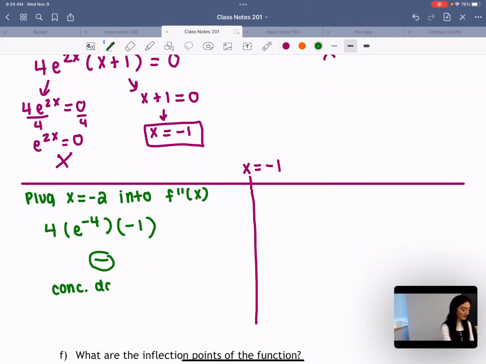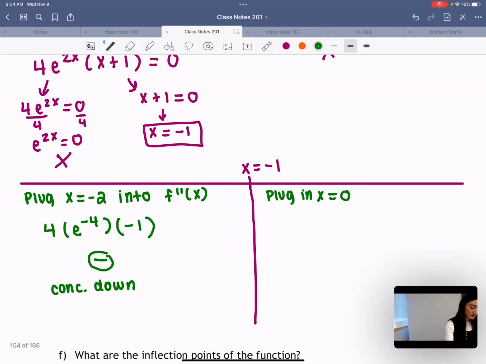Good, concave down where we're negative, right? All right. What's a good number to plug in that's greater than -1? Yeah, let's plug in x equals 0. So that would be 4 times e to the 0 times 0 plus 1, which is 1. Is this going to be a positive or negative number? Positive, good. So that means it's pretty obvious that this one's going to be concave up, right?